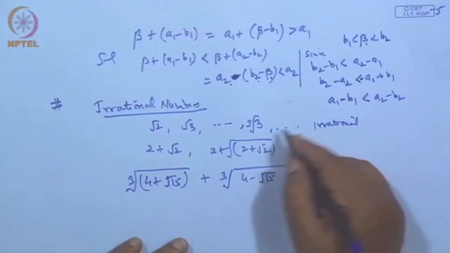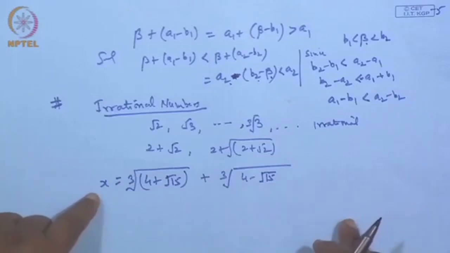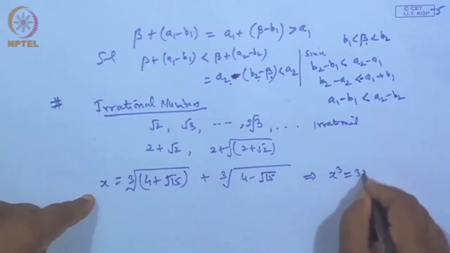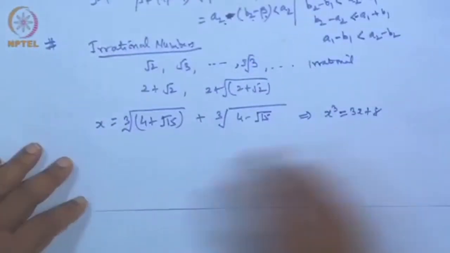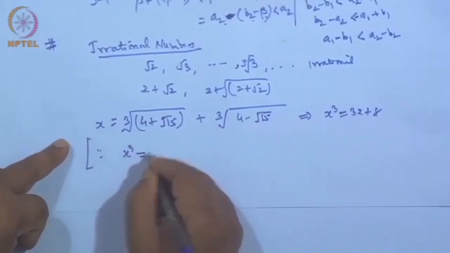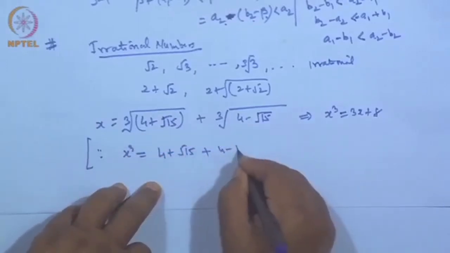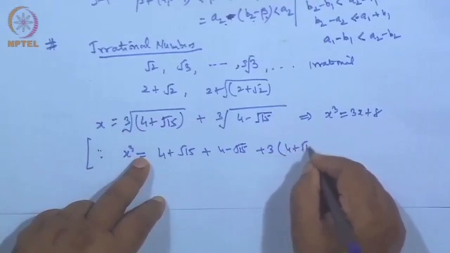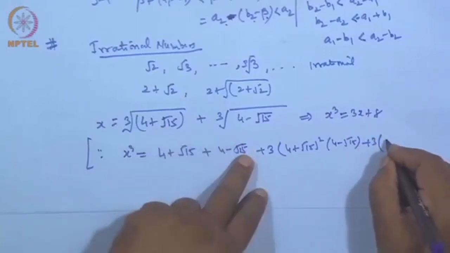Okay. So, suppose this is x, then if I simplify this number, this is equivalent to x cube equal to 3x plus 8. Why? Because if you take x cube, then x cube means a plus b whole cube, which is a cube plus b cube plus 3 times a square into b plus 3 times a into b square.